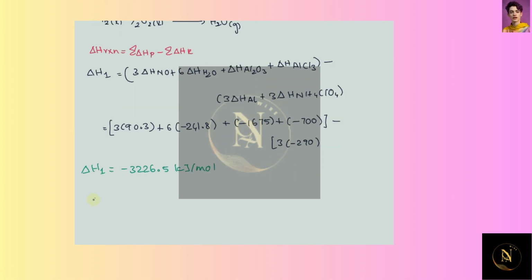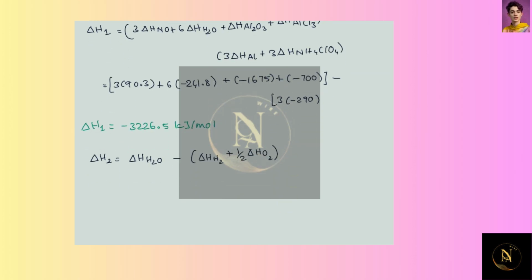Now we are going to calculate the del H for the combustion of the secondary fuel. The del H for the combustion of the secondary fuel is given by the del H of formation of the water minus the del H of formation of hydrogen plus half into the del H of formation of the oxygen. Since they are diatomic gases, the del H of formation of hydrogen and oxygen will be equal to 0. Then the del H2 will be equal to the del H of formation of the water, which is equal to minus 241.8 kilojoule per mole. This is the answer to the first part of the question.